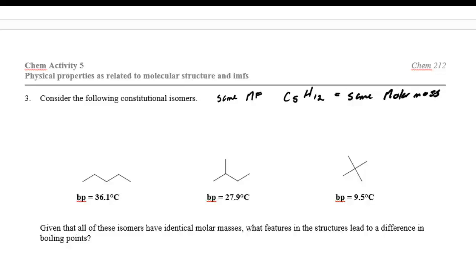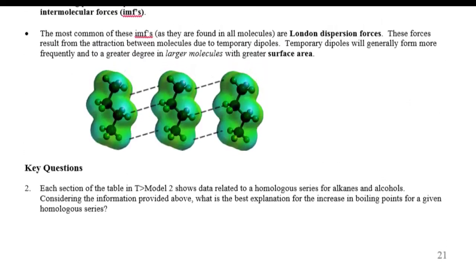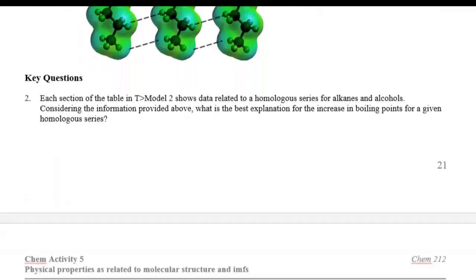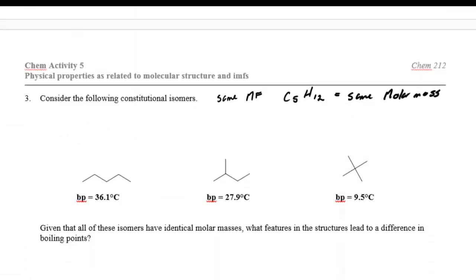Are their London dispersion forces the same? Well, apparently not. There are no other forces. These molecules are not polar. So why would the London dispersion forces be different? Well, let's go back to the previous page, and you'll see that the London dispersion forces are related to the size of the molecule, but also the surface area. So you can see that the structures here have different surface area. The more linear the structure, the greater the surface area.